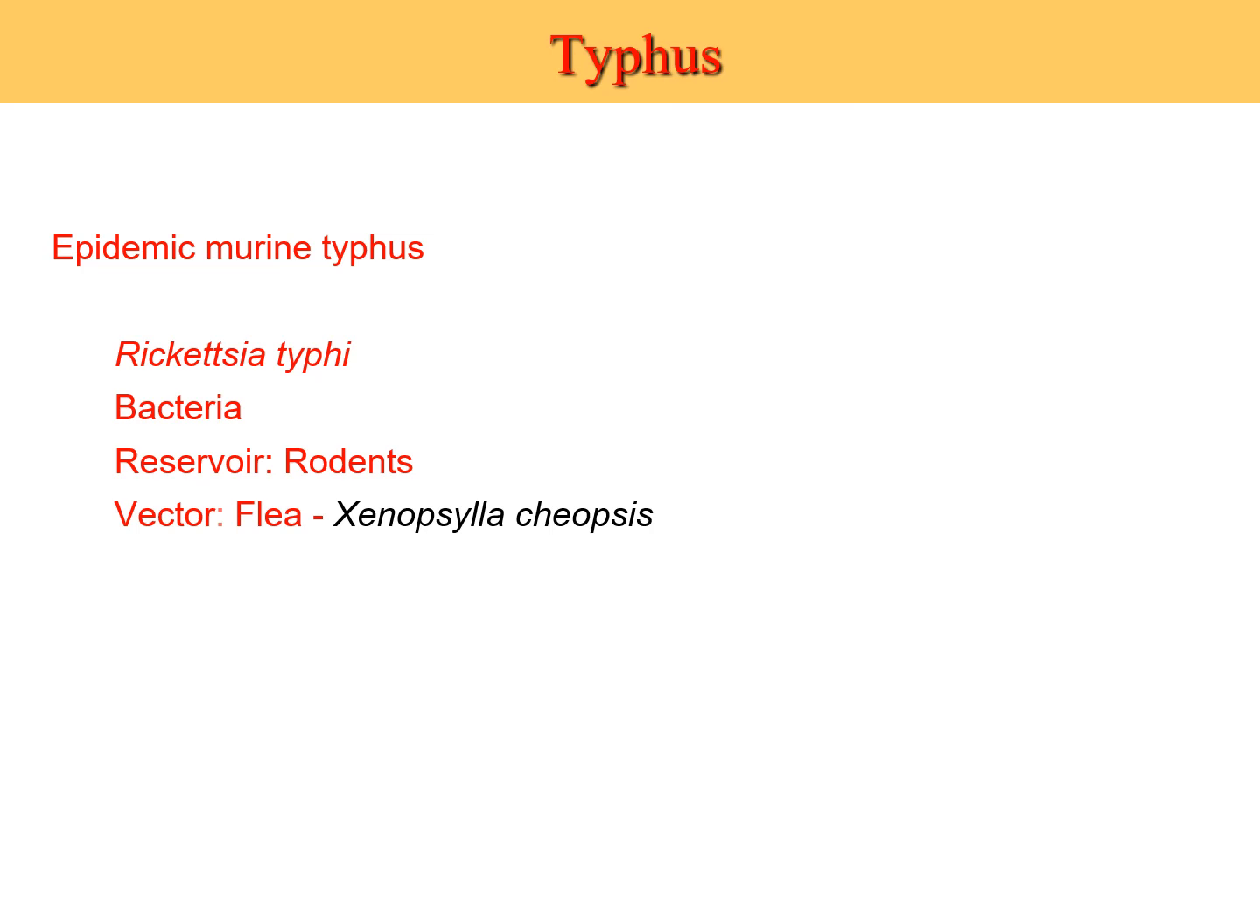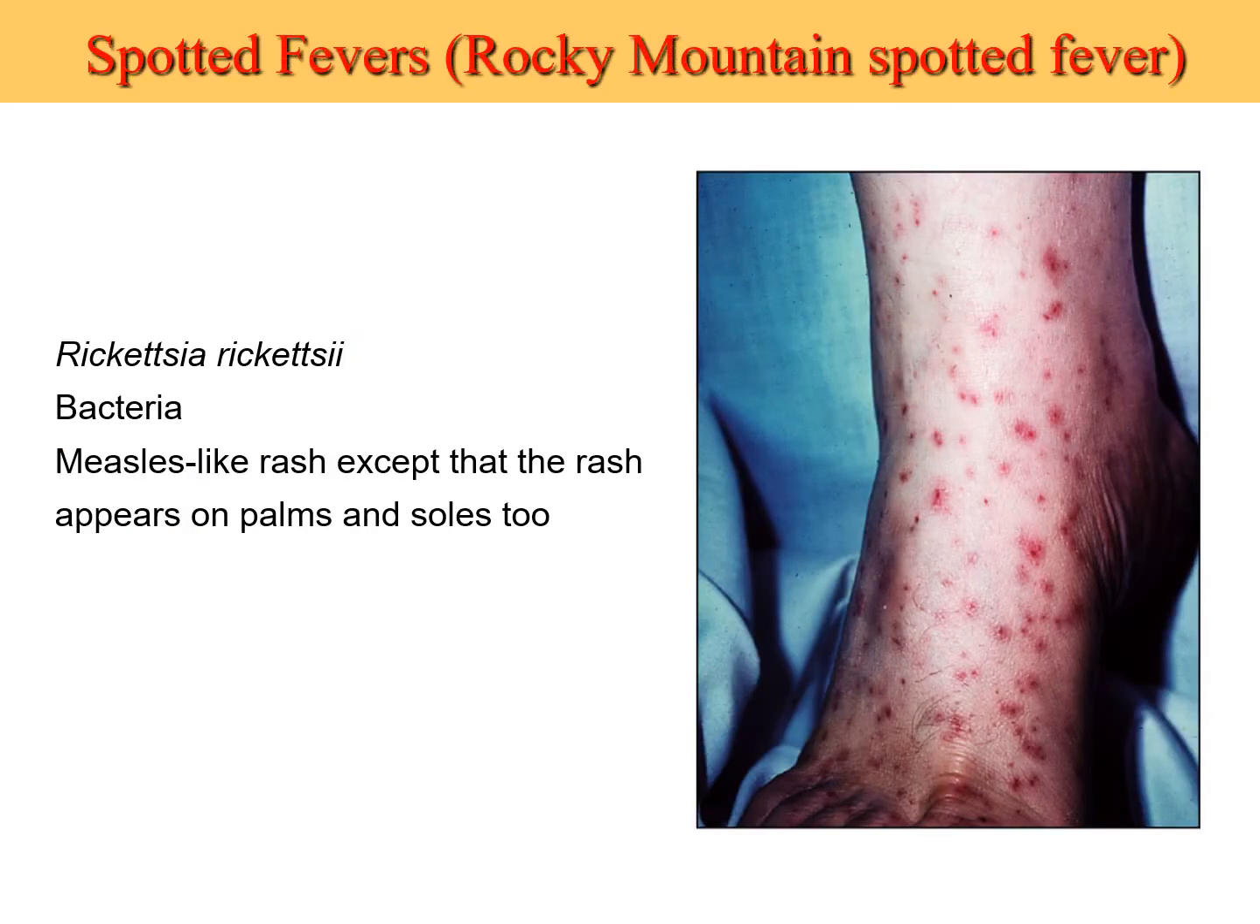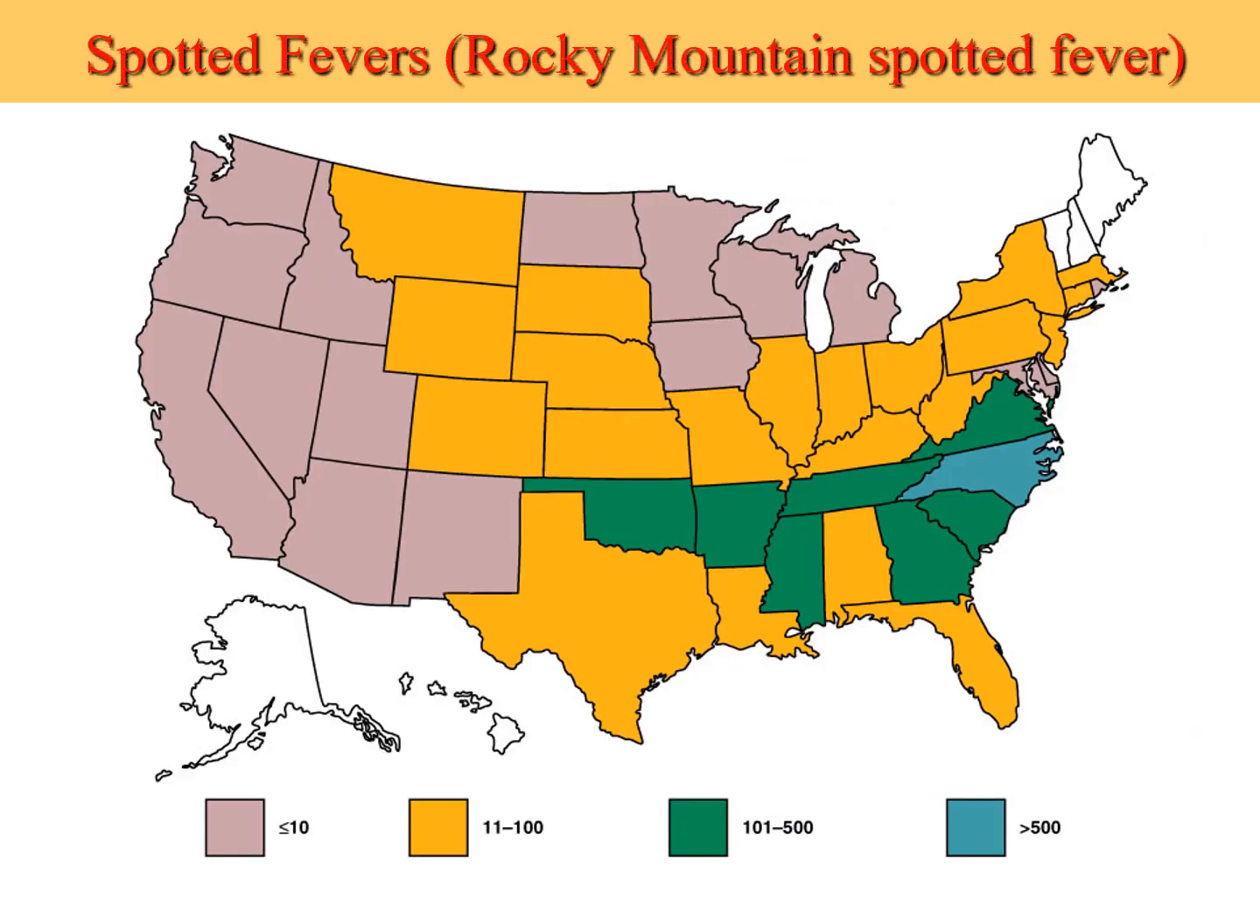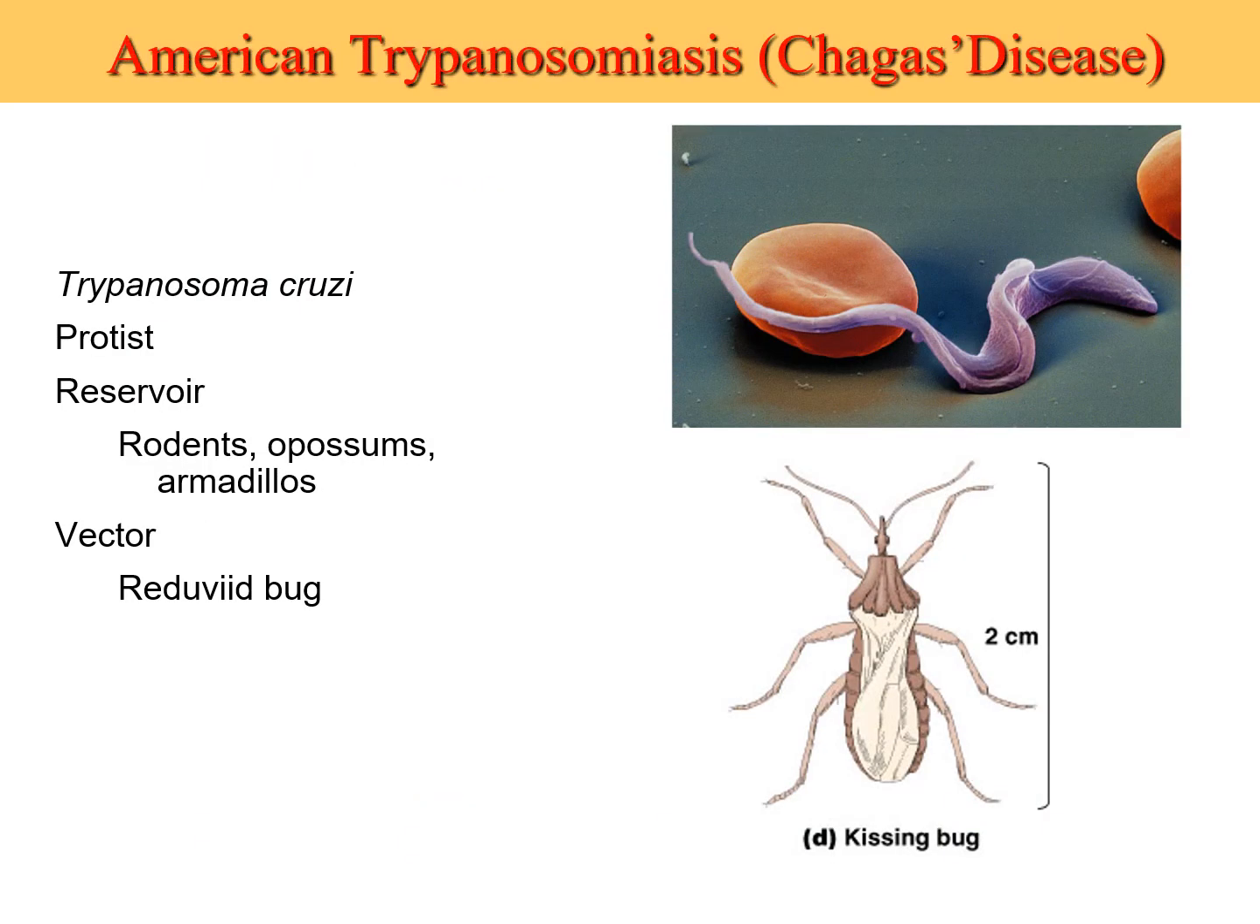Epidemic murine typhus. Let's go on. There's several different types of epidemic typhus diseases. Spotty fever. I'm not going to get into the details of this. This is a protozoa or protist disease, Chagas disease. Again, I'm not going to get into the details, but it is insect vector borne.